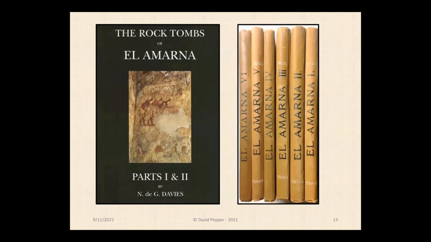Davies' drawings in the tombs of the nobles were done between 1903 and 1907 and published in 6 volumes called The Rock Tombs of El Amarna. In my research, I have used scans of both his original publication, which is available online, and the 2004 reprint published by the Egypt Exploration Society.